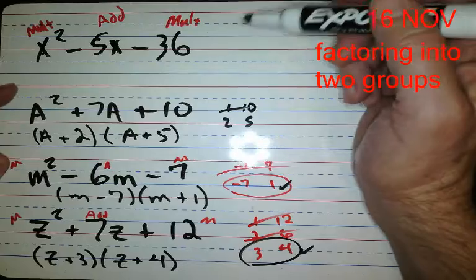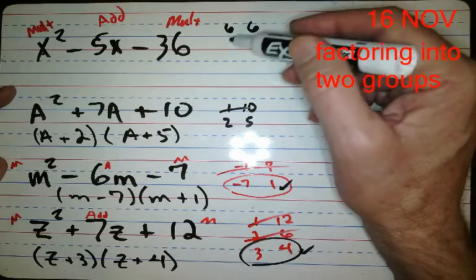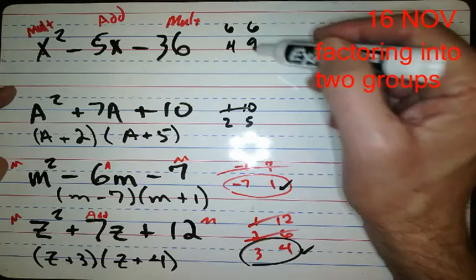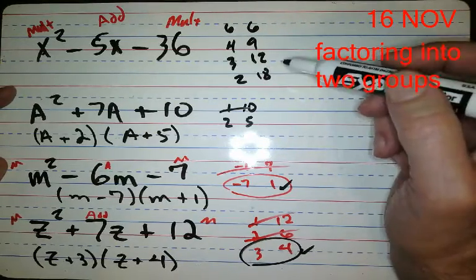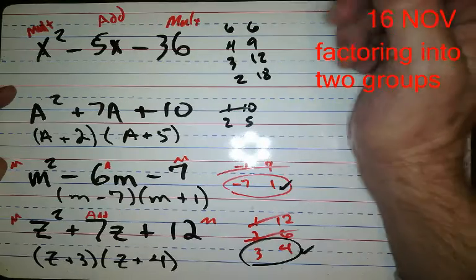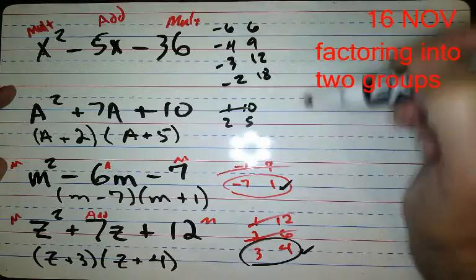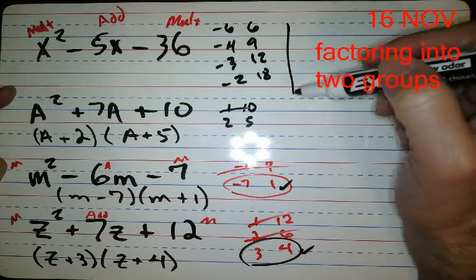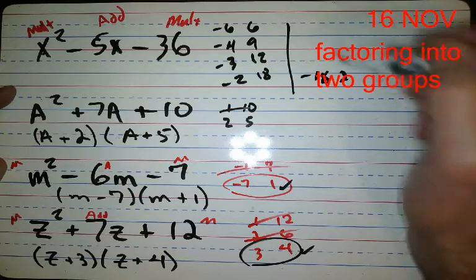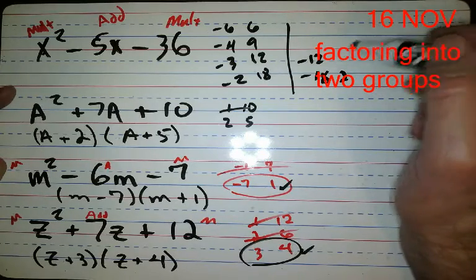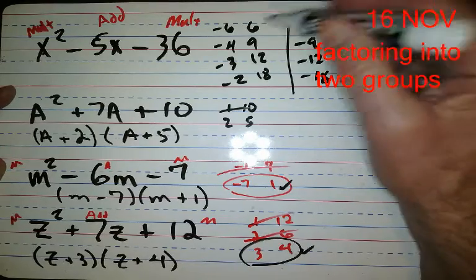Oh boy, 36. Lots of ways to get 36. 6 times 6. Let's see. 4 times 9. 3 times 12. 2 times 18. Oh, it has to be negative 36. Silly me. So 1 positive, 1 negative, right? Oh, that means that there's twice as many, right? Because I could have negative 18 and positive 2, and negative 12 and positive 3, and negative 9 and positive 4. And that one, well, that's okay.